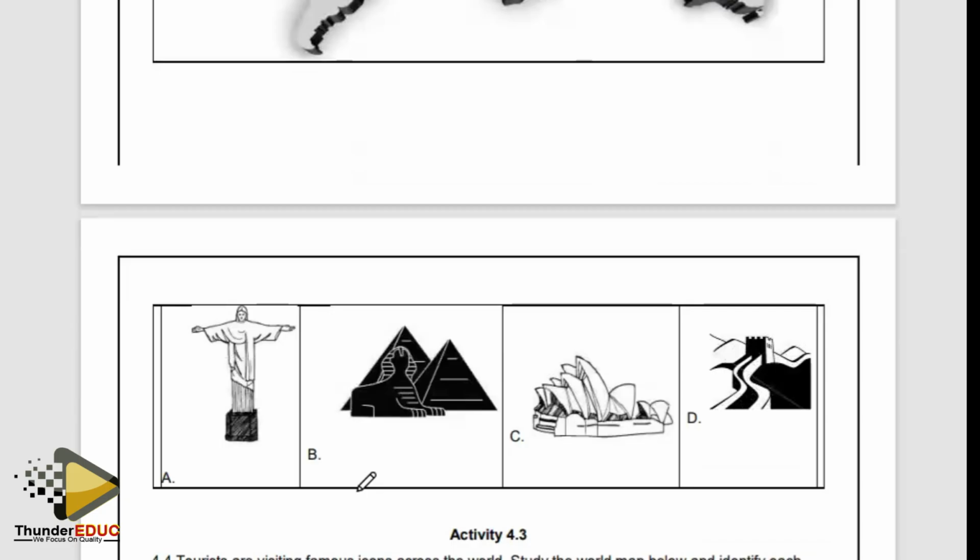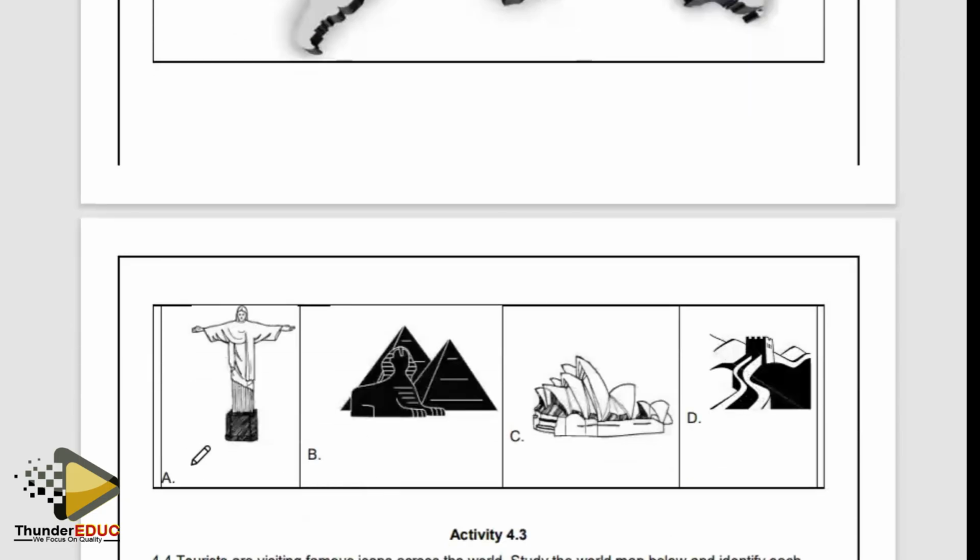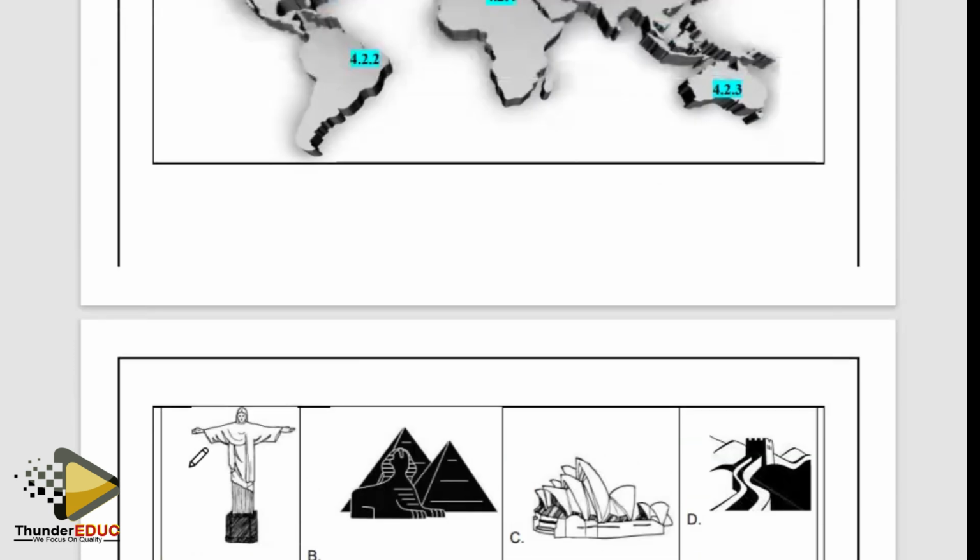So here are the icons. I'll start with A. A, that is the statue of Christ the Redeemer. The statue of Christ the Redeemer is located in South America. So South America lies there. This is where you find icon A. So this one is directly linked to A.